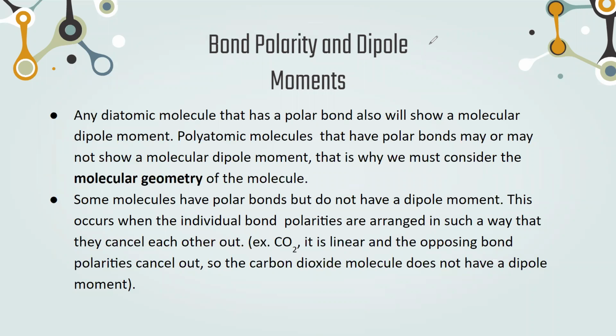So talking about bond polarity and dipole moments, any diatomic molecule that has a polar bond will show a molecular dipole moment. That's really just that notation again with the arrow. So between H and Cl, that would be their dipole moment, because that molecule is polar due to that difference in electronegativity, right?